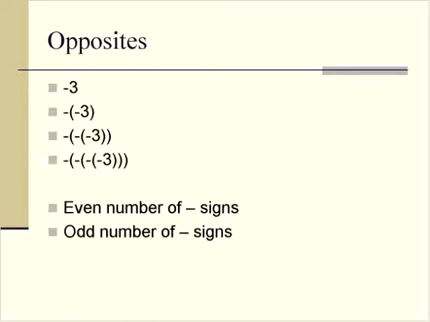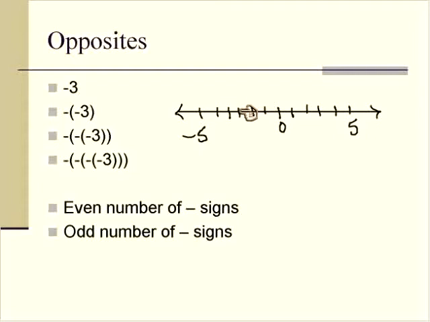Now, when you are on the number line, for every number on the positive side, there is an opposite of that number on the negative side. And vice versa. Every number on the negative side has an opposite, the equal number of units on the other side of 0 on the positive side.